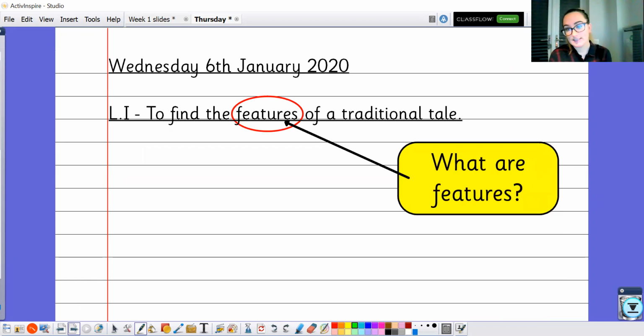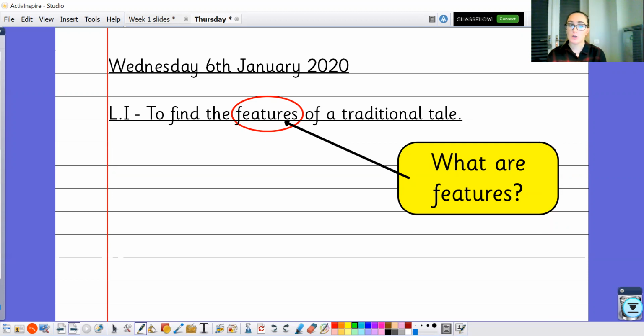Today, we're going to be looking at finding the features of a traditional tale. Now, we spoke a little bit yesterday about how a traditional tale is very similar to a fairy tale. And I wonder if you can think of any in your head. So we have Three Little Pigs, you could have Little Red Riding Hood, you could have Goldilocks and the Three Bears, The Enormous Turnip, Jack and the Beanstalk. There are lots, and I'm sure you can name a lot more as well.